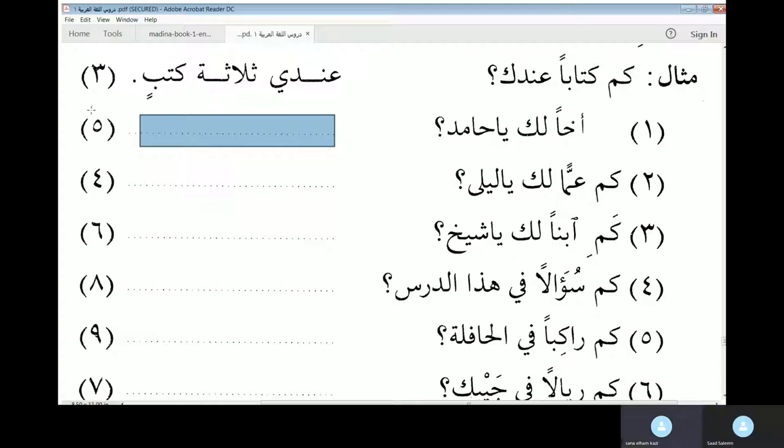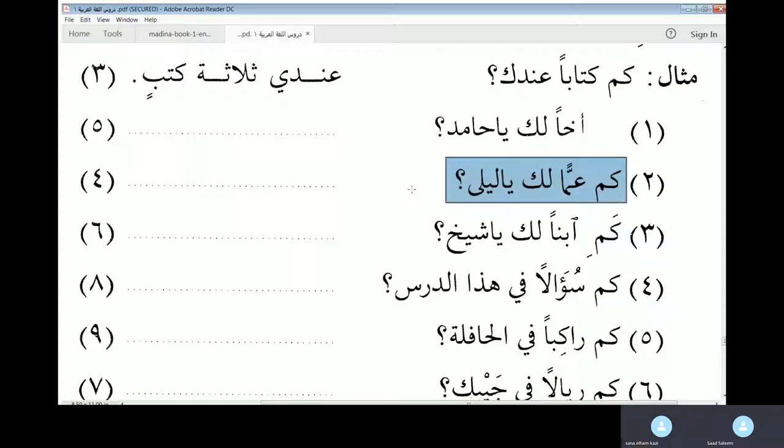Oh, it's right next to it. Oh, there is the number in the bracket. Li khamsatu ikhwatin. Okay. And in reality, do you have 10 brothers? It'll be two. So it'll be a different one, right? Li akhwani. Okay, it's okay. I thought you had 10 brothers.